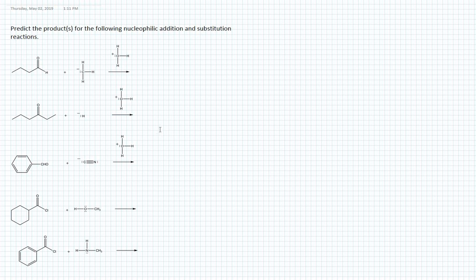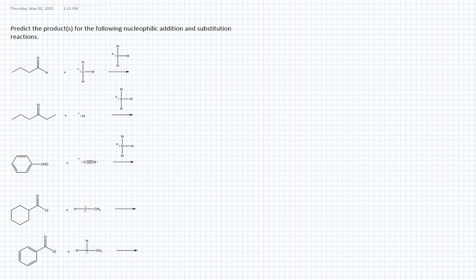Hi, in this tutorial we are going to solve a question related to nucleophilic addition and substitution reactions of carbonyl compounds. The question asks, predict the products for the following nucleophilic addition and substitution reactions. Let's analyze each option one by one.